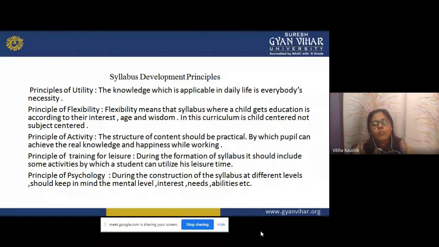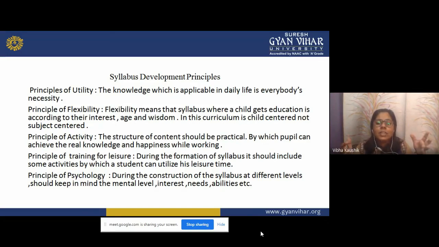Principle of training for leisure. Now what it means is that our syllabus should be formulated in such a way that the student can maximally utilize their leisure time. During the creation and designing of the syllabus, it should include some activities.